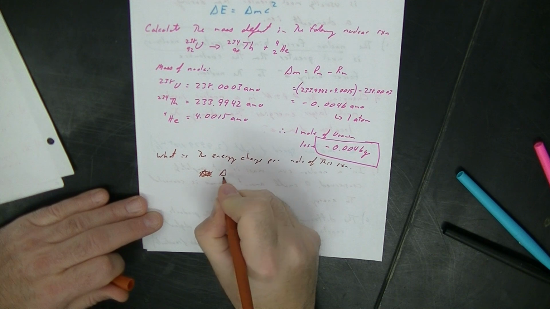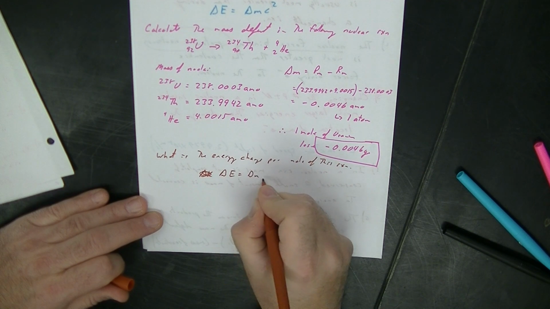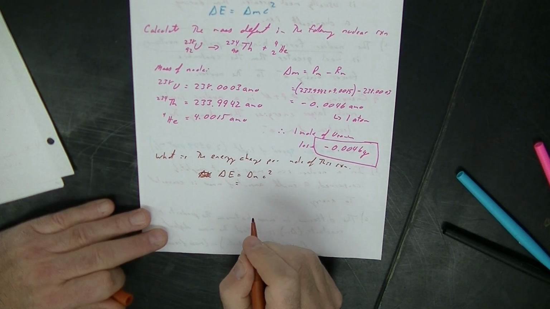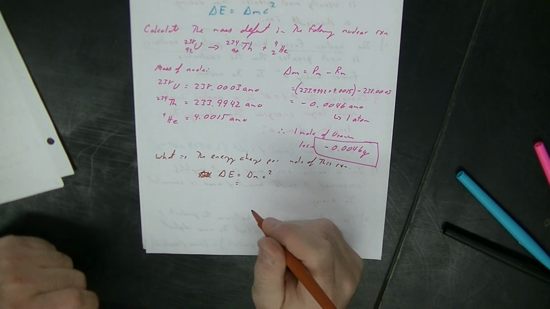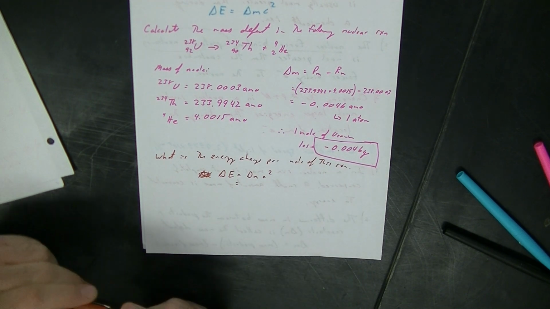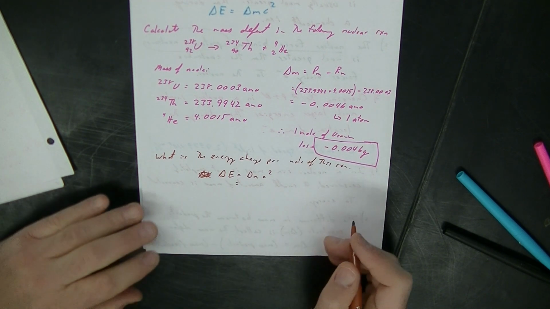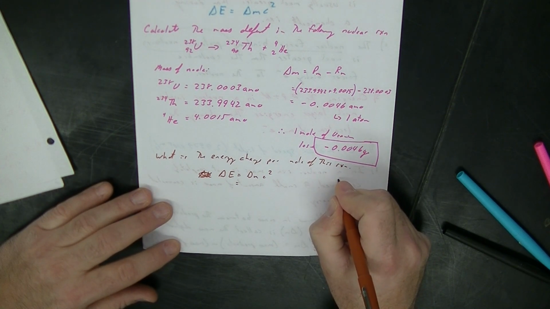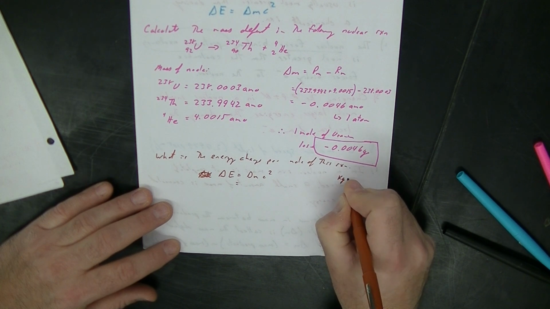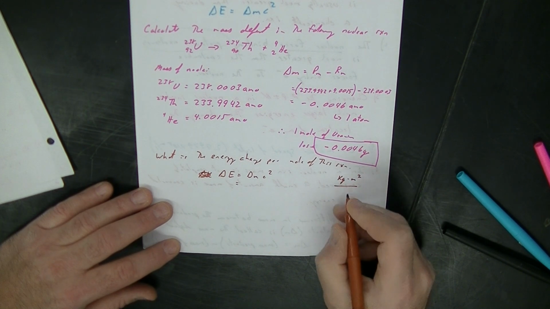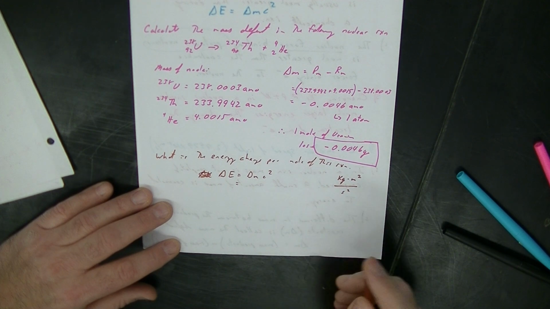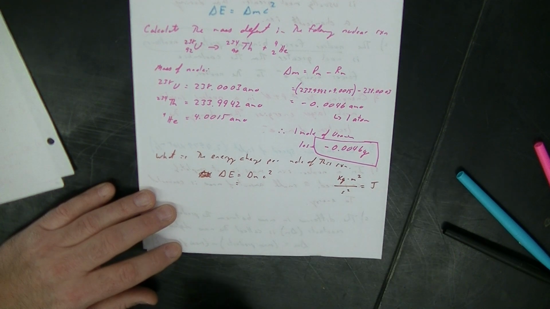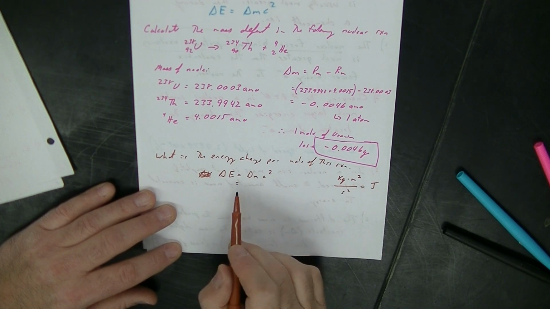Well, delta E equals delta M times the speed of light squared. We're trying to find delta E. Right now, the mass has to be in kilograms, so we're going to have to convert to kilograms. Now, why does it have to be in kilograms? Well, it's how a joule is defined. A joule is defined as a kilogram meter squared over second squared. This is what's equal to a joule. So we have to convert this, and we can do it right in the equation.